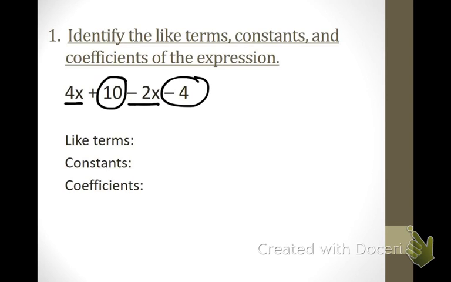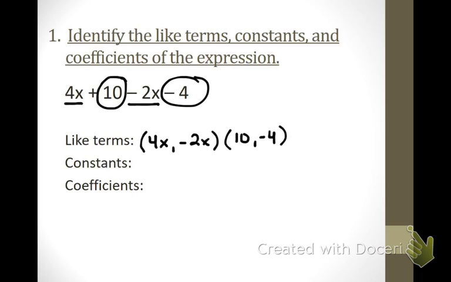Good job. Okay, so we're going to write down our like terms. The first thing that you see that's alike is what? 4x and negative 2x. Okay, and you just stick it in parentheses like that. And what else is up there? Positive 10 and negative 4. Thank you for telling me negative numbers because every number has a sign and that sign is directly in front of that number. Good job.